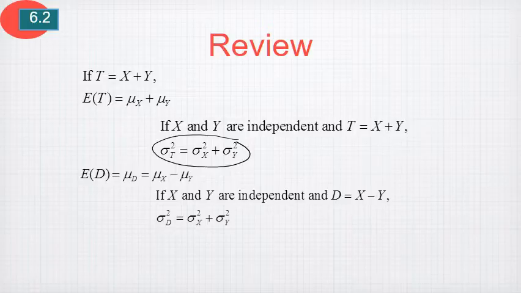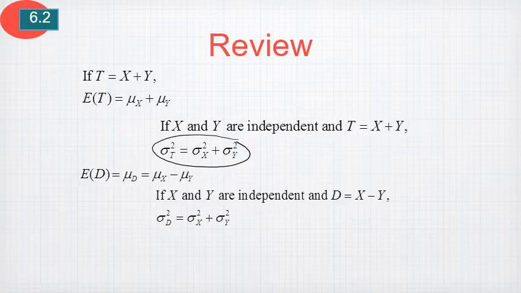Okay, if I'm going to try to find the difference, that would be d equals x minus y. In order to find my expected outcome for my difference, which essentially is the mean of the difference, that's going to be my mean of x minus my mean of y. Okay, same deal as before. If x and y are independent, then I can calculate my variance.